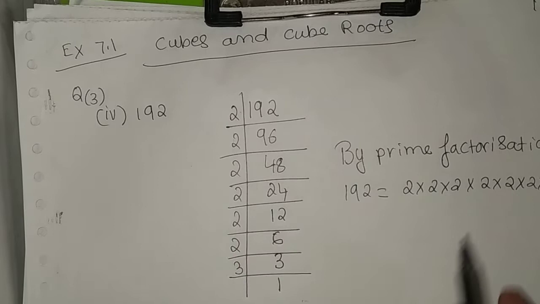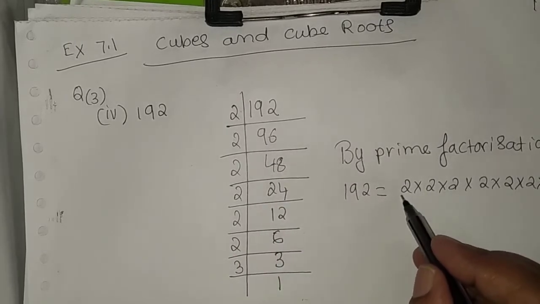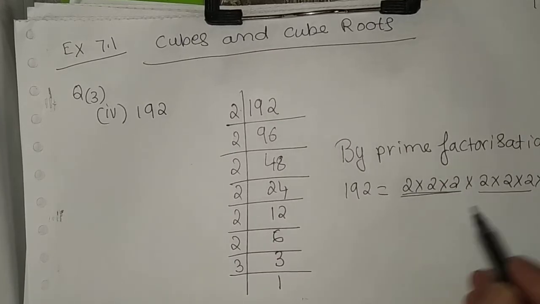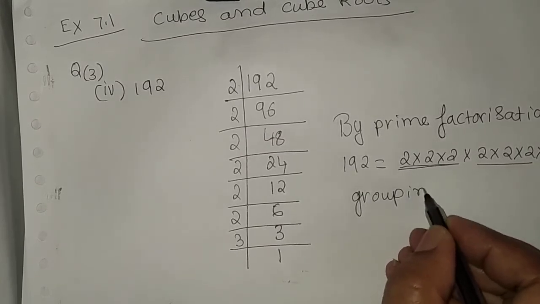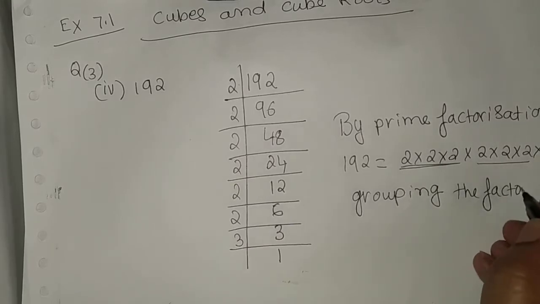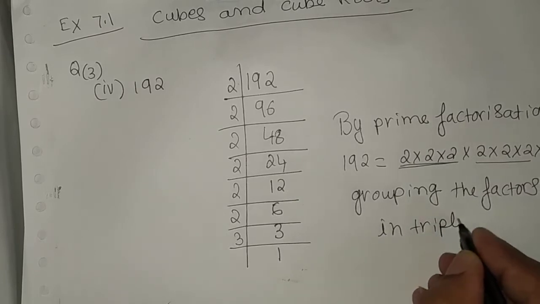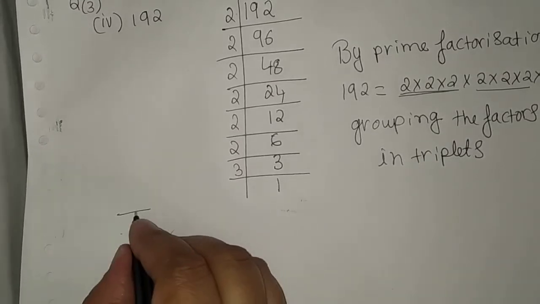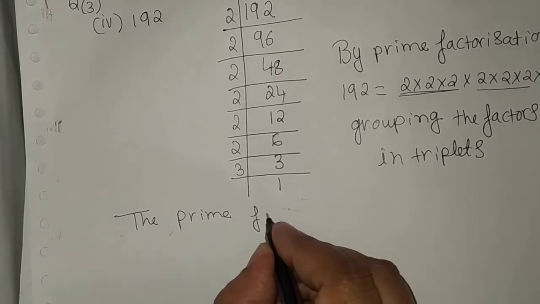First step is prime factorizing the given number. Next, grouping these numbers into triplets. So take these three 2's as one group, these three 2's as one group, and 3 is left out. So write down here: grouping the factors in triplets. So triplets. Next step, the prime factor.